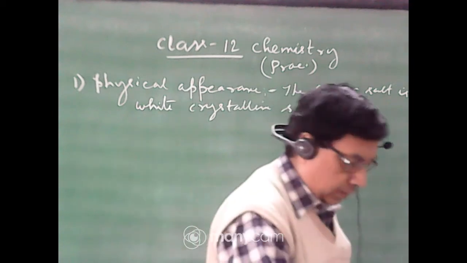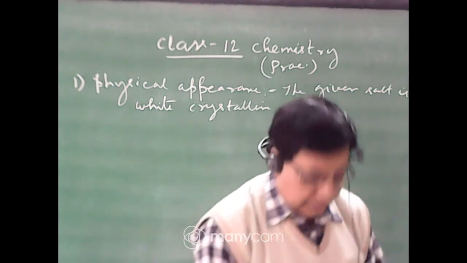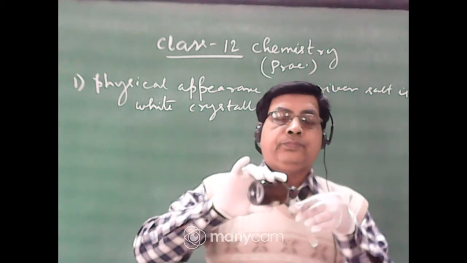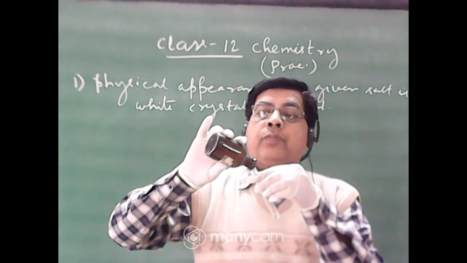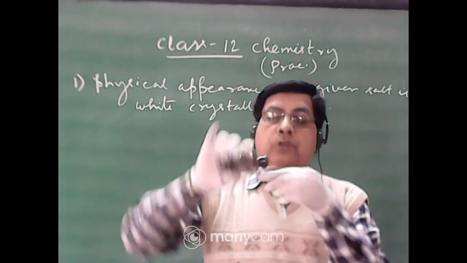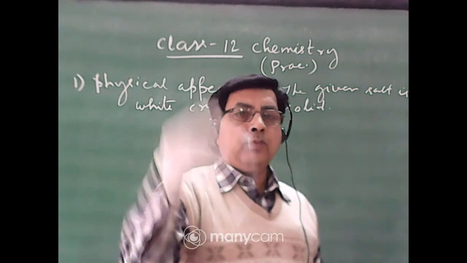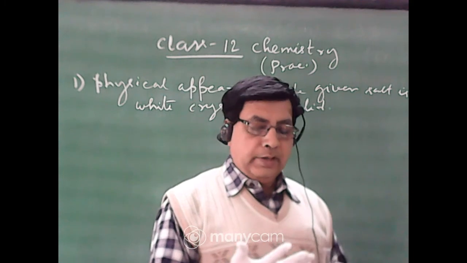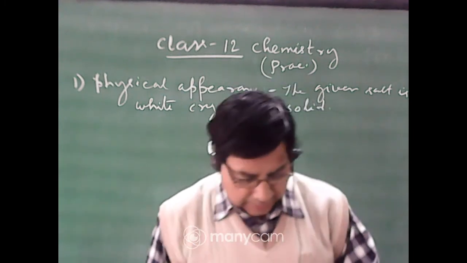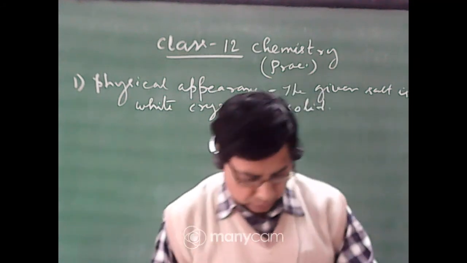First you add silver nitrate solution. What do you observe? No white precipitate is formed. That means the given salt does not contain any halide ion. Chloride, bromide or iodide are absent in the given salt.